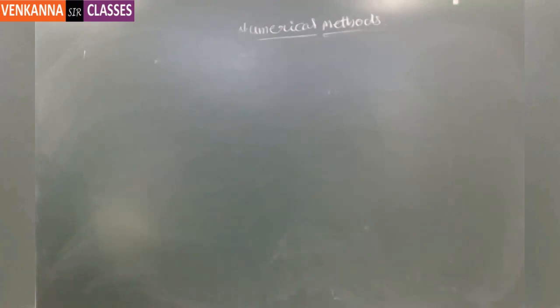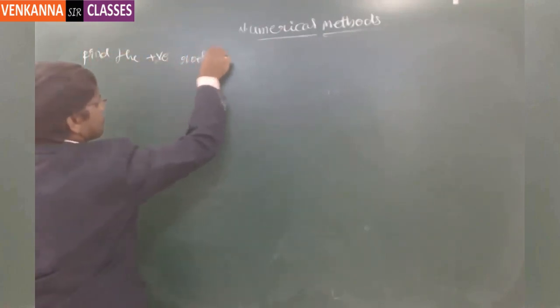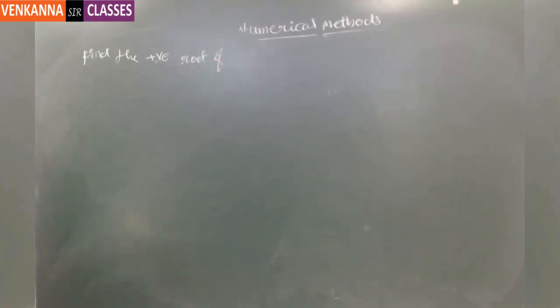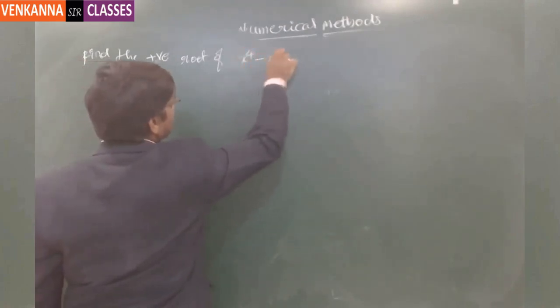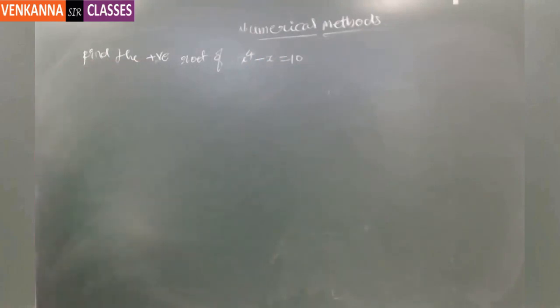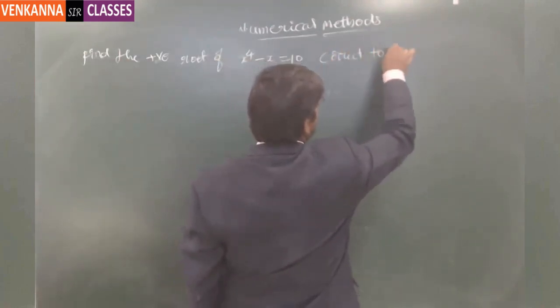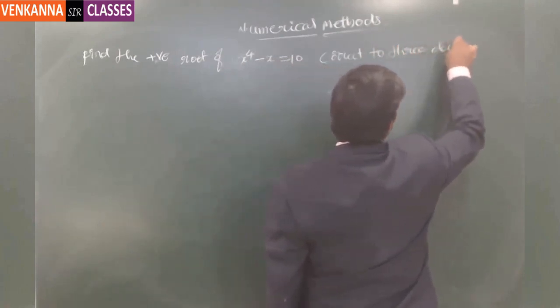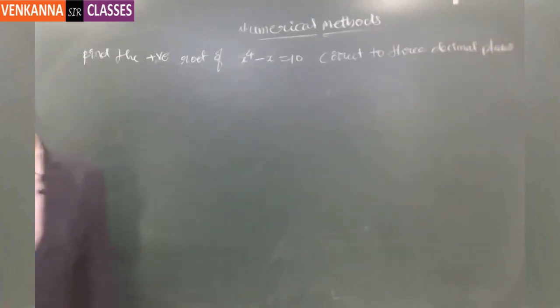Note down the problem. Find the positive root of x power 4 minus x equal to 10, correct to 3 decimal places, using the Newton-Raphson method.